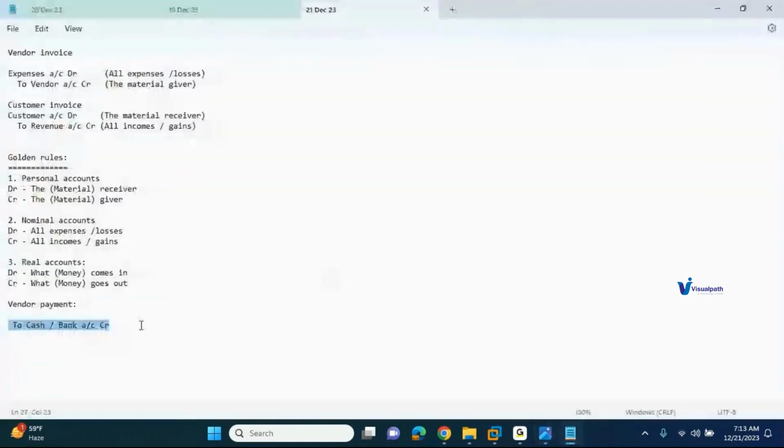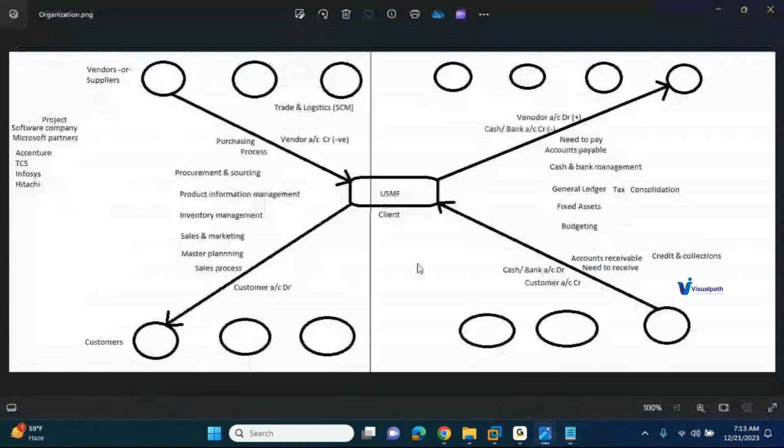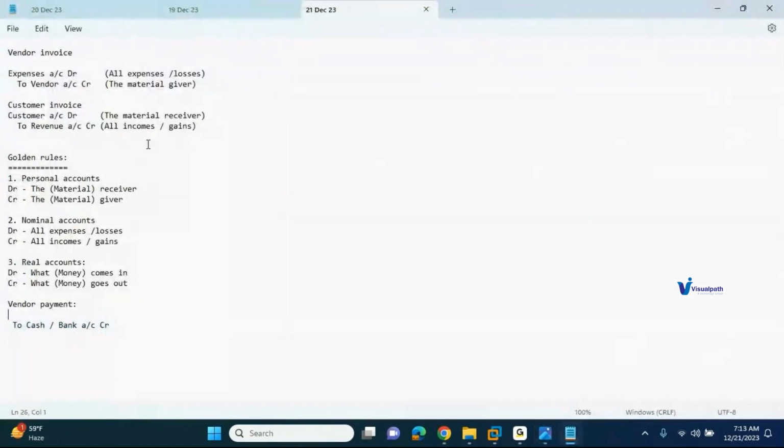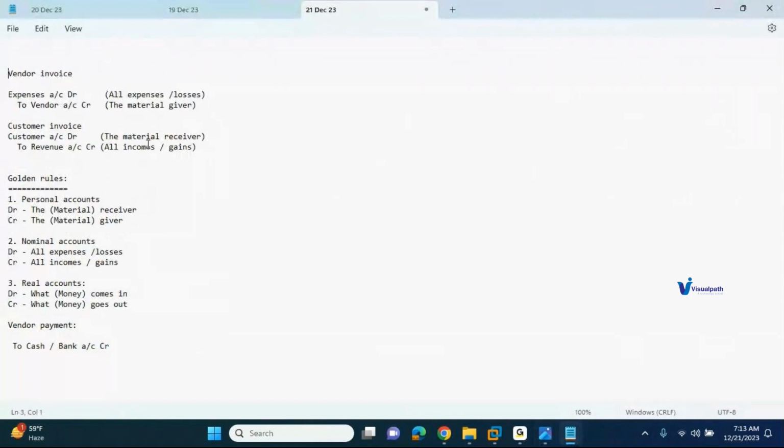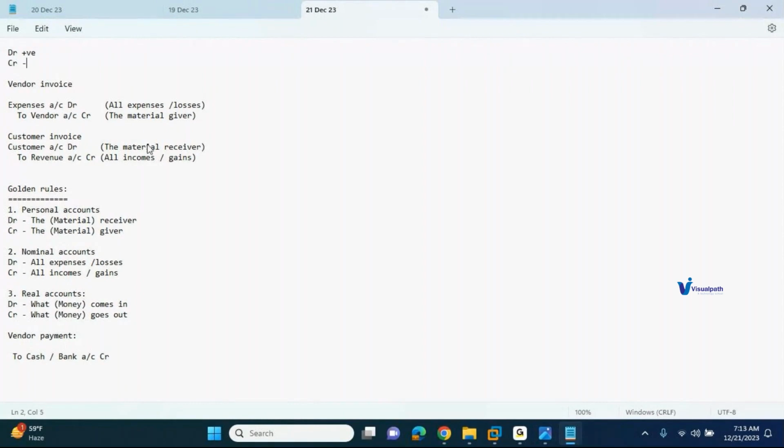Now, whenever you are doing vendor payment, you are paying money to them. So your money will be decreased, cash or bank. We remember debit means positive. Debit means positive, credit means negative.